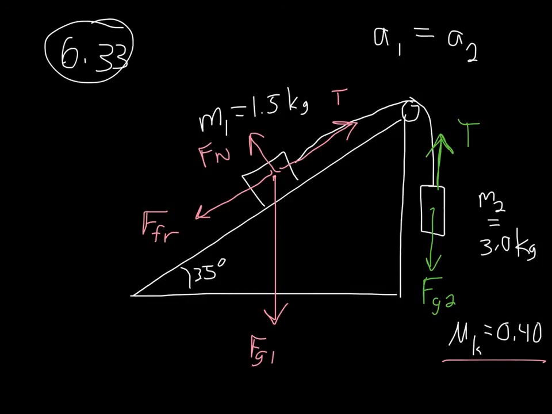Okay? All right. So I've given you A1 equals A2. Just call those both A. I've given you that there's only one tension. We've identified all the forces acting on every single box. What should we do with these forces on box number 1?